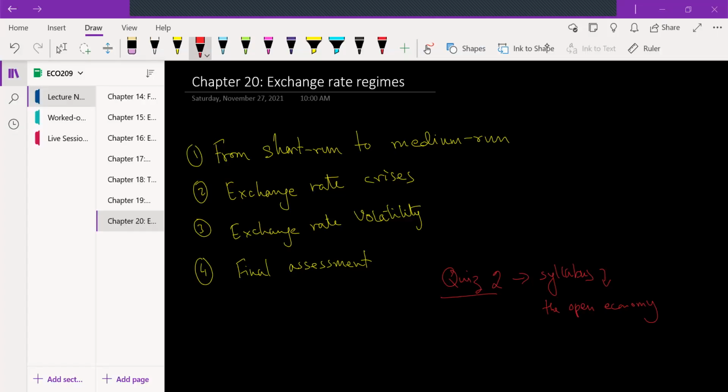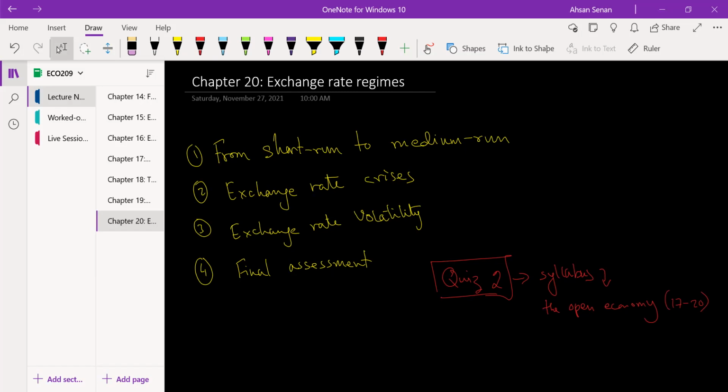So we are starting chapter 20 today. Keep in mind that this is the final chapter for the open economy portion of the course. And right after this, we have the second quiz, which will focus on effectively chapter 17 to 20. That's the open economy. So prepare accordingly. But let's focus on chapter 20 right now.